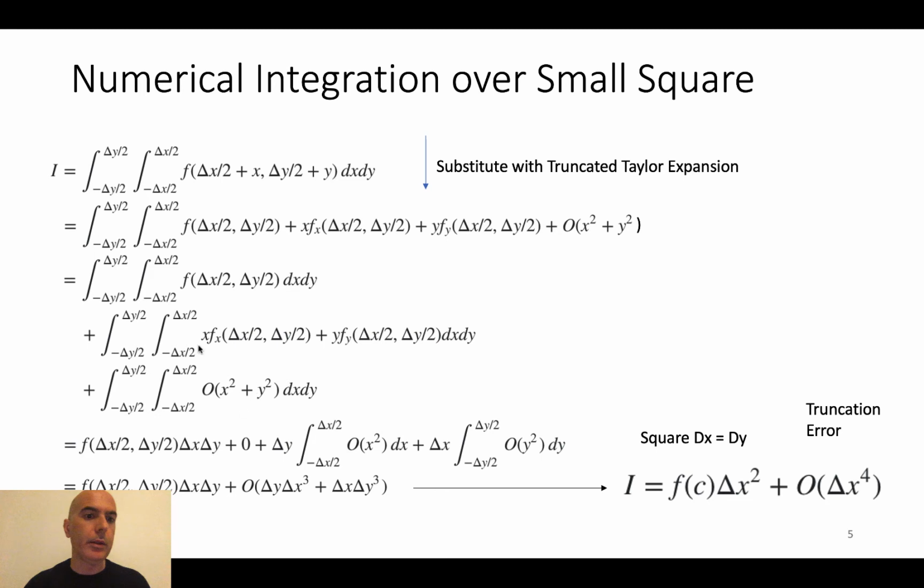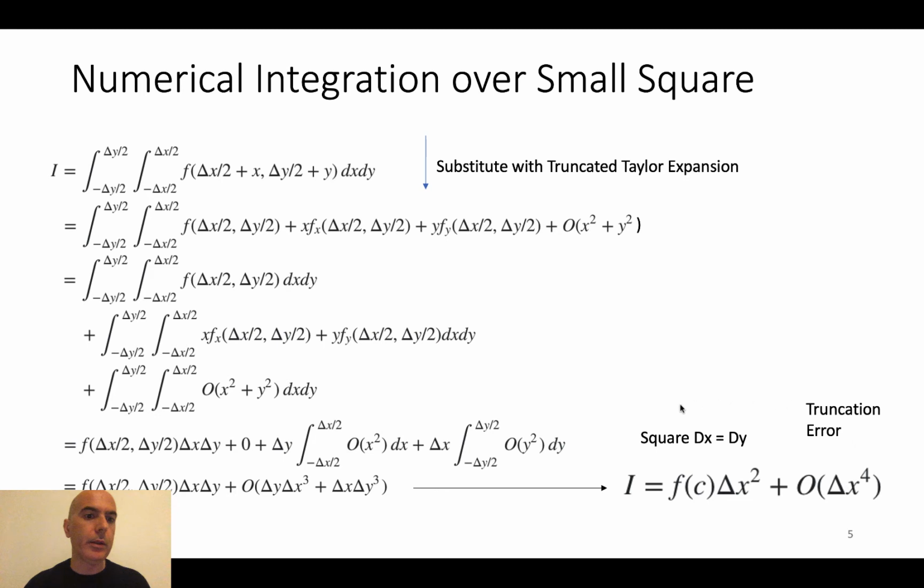We have this term cancelling out because of the nature of the integral, and then we can calculate the integral for the truncation error. So this is equivalent to this term here, so we keep this term, and then we have the truncation error, that is this expression here. In the case of a square, so delta x is equal to delta y, this integral will simply be the value of the function calculated at the center of the cell multiplied by delta x, plus a big O of delta x to the fourth. That will be our truncation error.